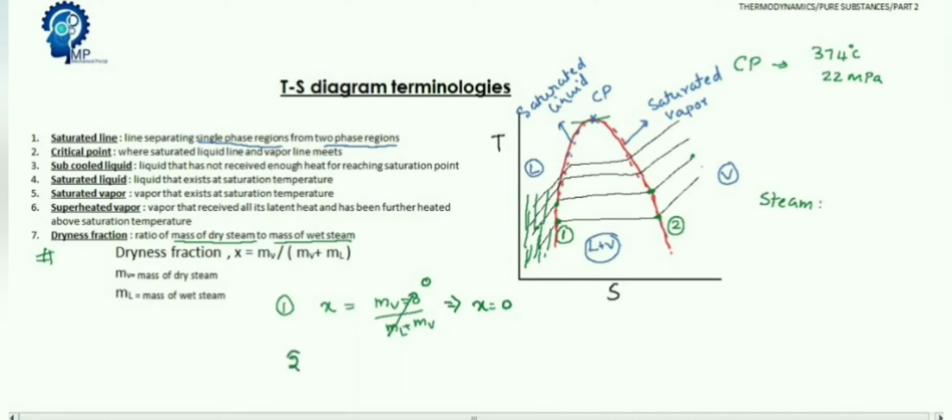Now we consider the second point, that is the dryness fraction on the saturated vapor line. Here the mass of wet steam is equal to 0. No liquid mass will be found. So the equation will be mv by mv plus ml, with ml equal to 0, and now the value becomes x equal to 1. This is the dryness fraction at the saturated vapor line. So the dryness fraction is in the range 0 to 1.